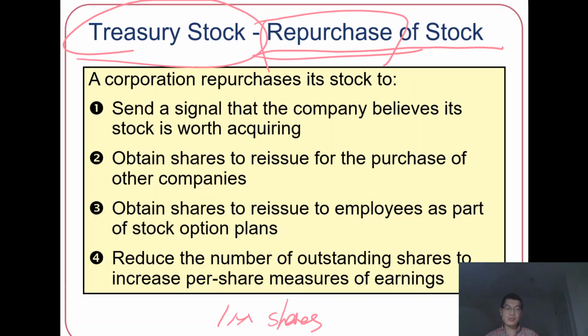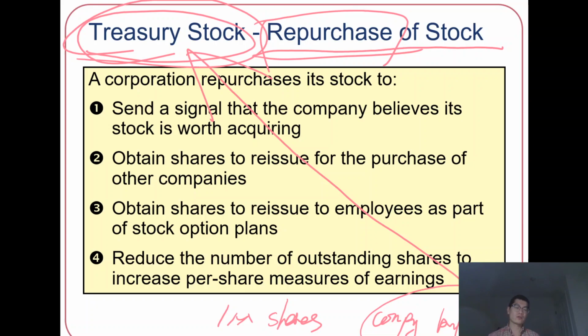And the company says, for some reason, I have enough cash and I don't know where I should invest my money, so I just decided to buy some shares of the company itself from the investment market. Let's say the company buys 400,000 shares. Those 400,000 shares are treasury stock, purchased back by the company, and this is recorded on the company's balance sheet under the stockholders' equity section.